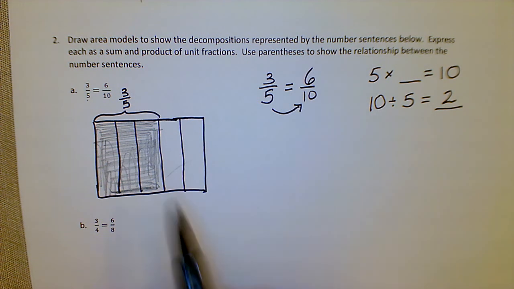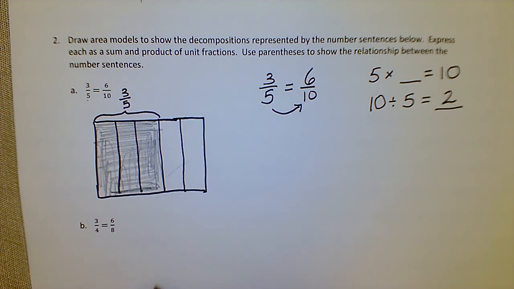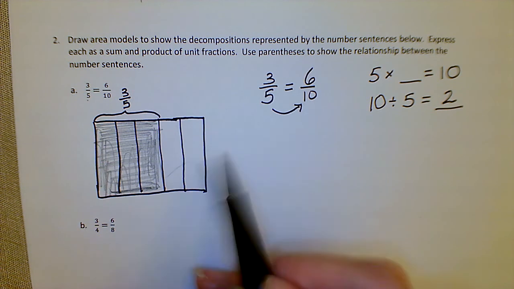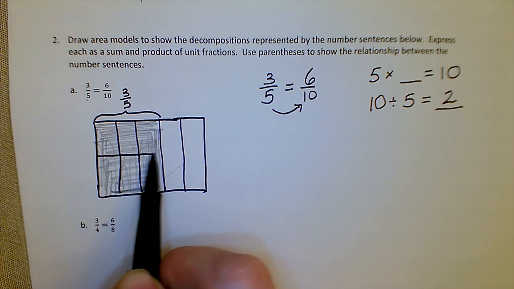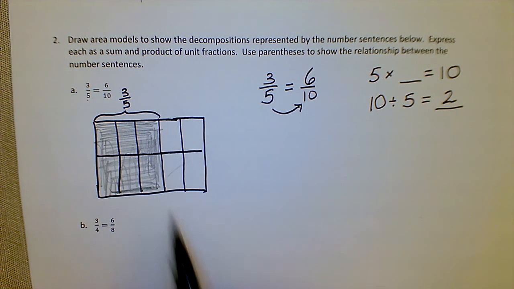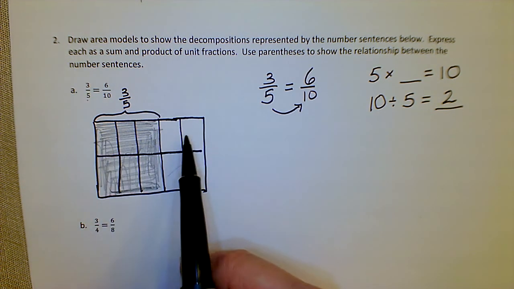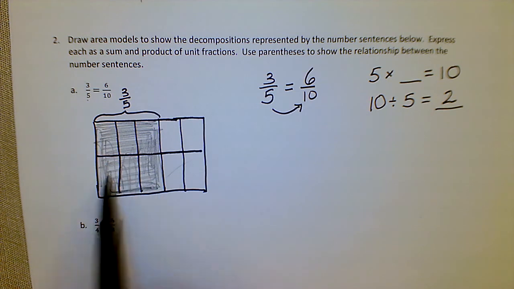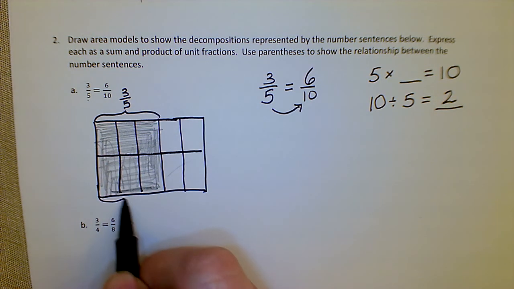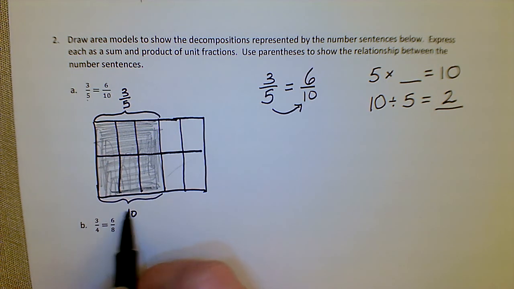So again, I'm going to have to split this into 2 pieces each. So I'm going to have to just divide it in half. So I'm going to go ahead and do that. So I divide it in half, and now I have tenths. 1, 2, 3, 4, 5, 6, 7, 8, 9, 10. So now my new denominator is 10.